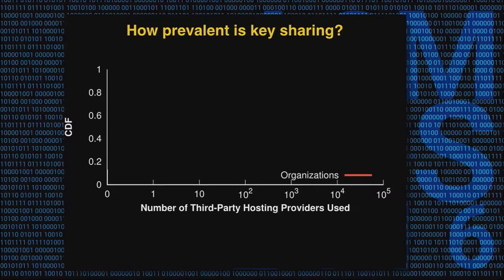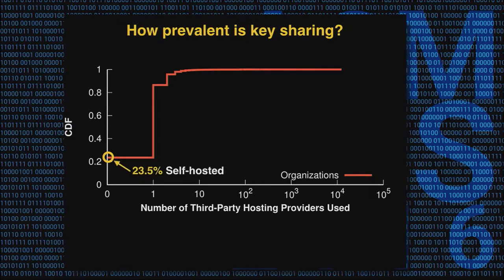So here I'm going to plot a distribution of exactly that, the number of hosting providers used by each domain organization. And if you take a look here, what you can see is that 23.5% of all organizations didn't use any third-party hosting providers. So this means they hosted their websites themselves. But the vast majority, 76.5%, used at least one third party, and some even used tens or thousands of them. So clearly, a lot of organizations are sharing here.